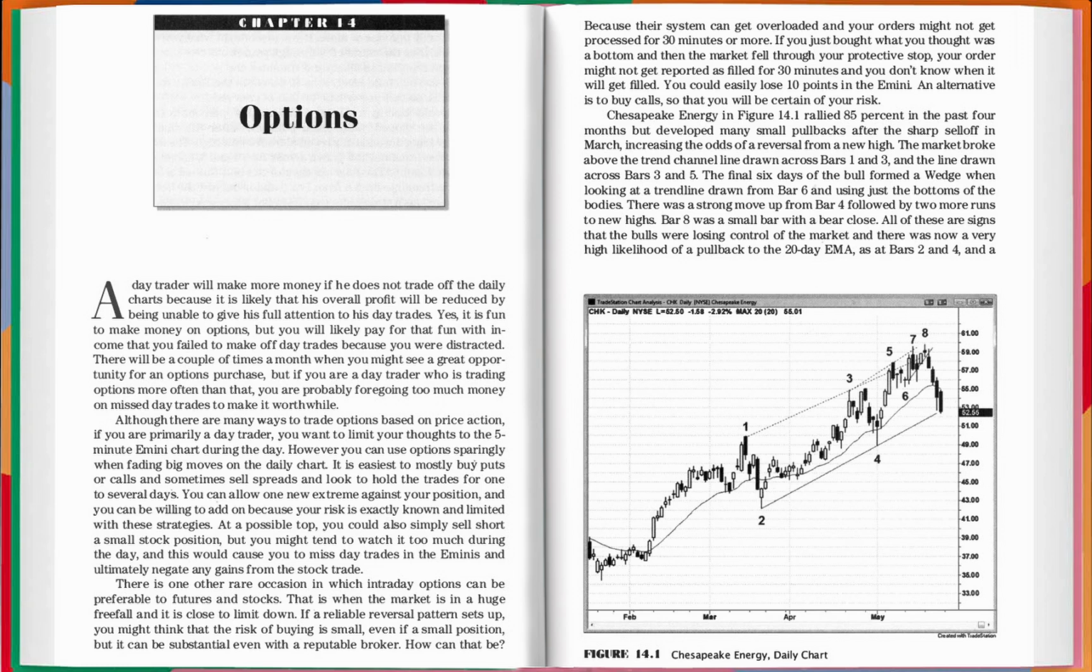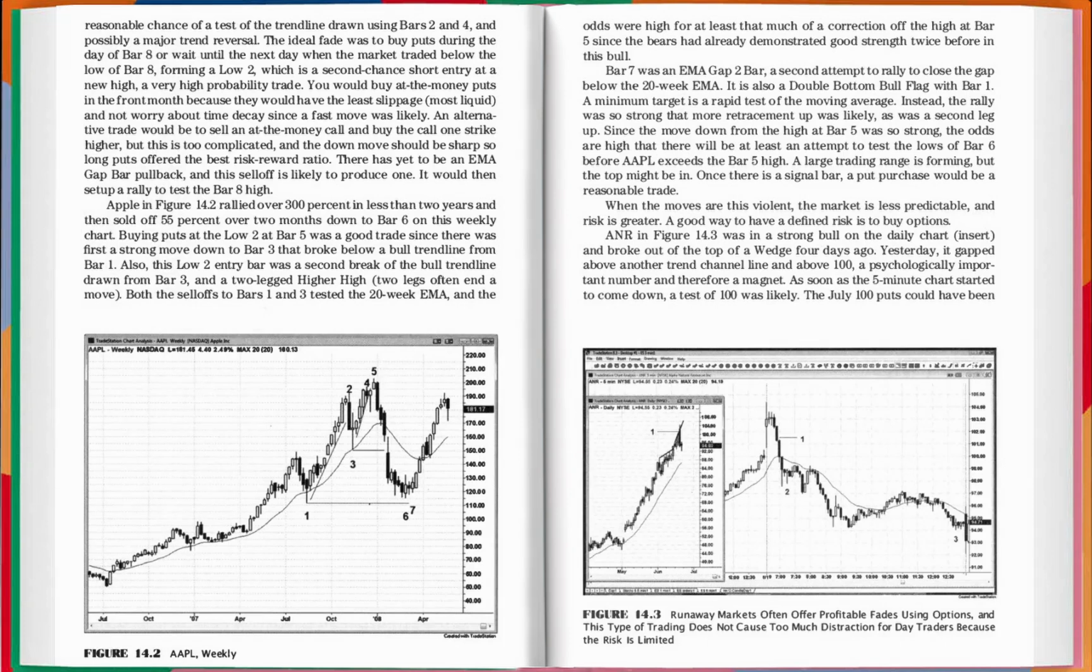All of these are signs that the bulls were losing control of the market, and there was now a very high likelihood of a pullback to the 20-day EMA, as at bars 2 and 4. And a reasonable chance of a test of the trend line drawn using bars 2 and 4, and possibly a major trend reversal. The ideal fade was to buy puts during the day of bar 8 or wait until the next day when the market traded below the low of bar 8, forming a low 2, which is a second chance short entry at a new high, a very high probability trade.